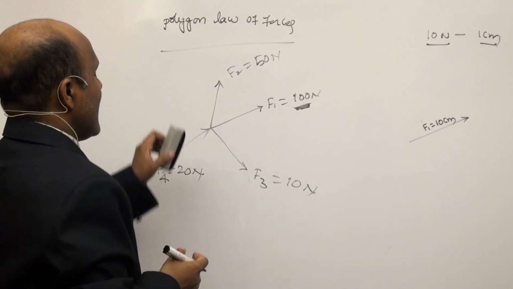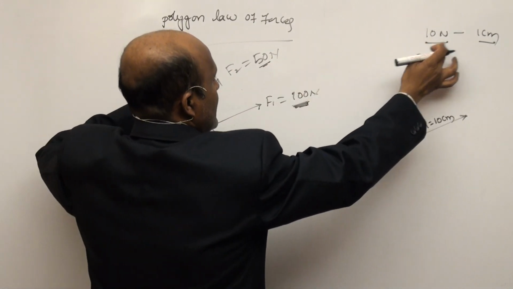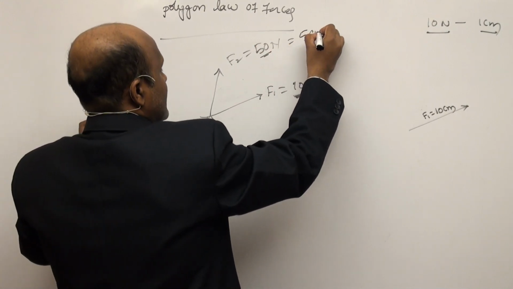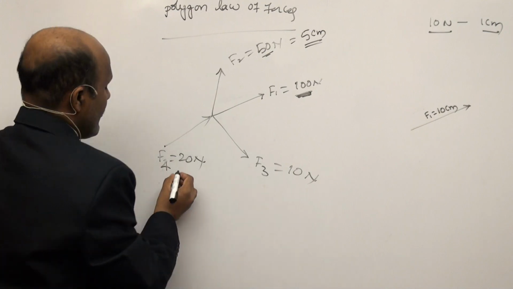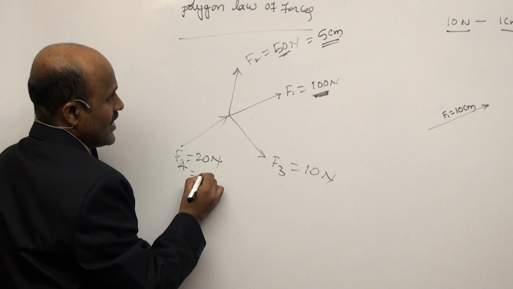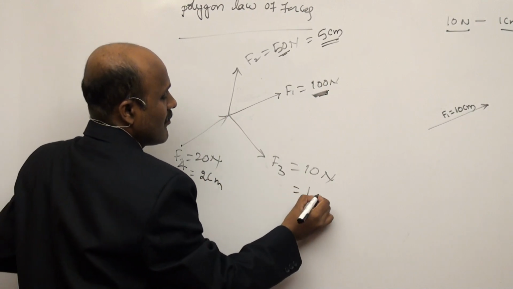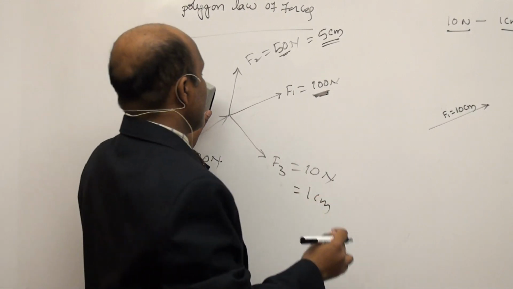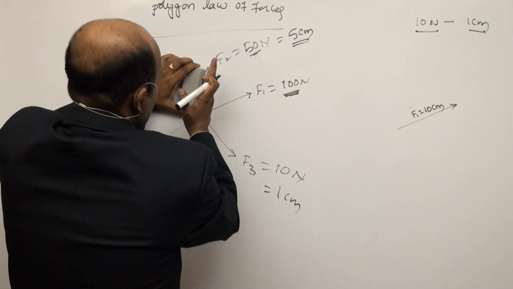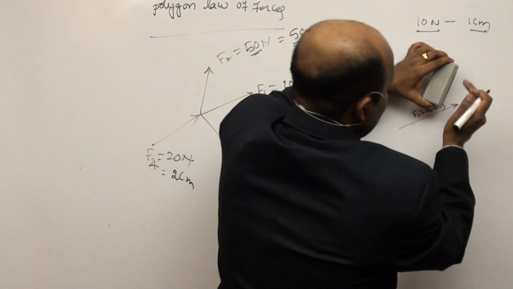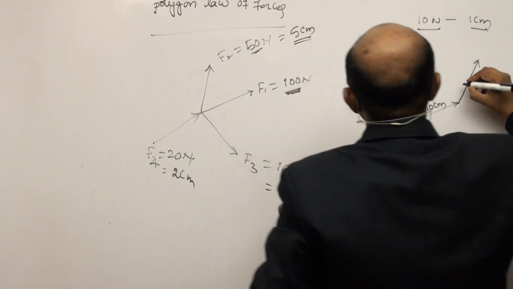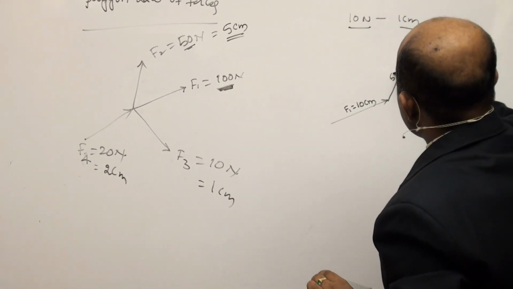Next one, again, how many centimeters here? So 10 newtons is equal to 1 centimeter. So 50 newtons is nothing but 5 centimeters. This is equal to 5 centimeters. Here 10 newtons is equal to 1 centimeter, so how many centimeters here? 2 centimeters. Here is 1 centimeter. Now take a scale, set it parallel to this one. Mark the scale, put the scale parallel to this one and transfer here. Draw a line parallel to that F2 line, like this, with 5 centimeters.